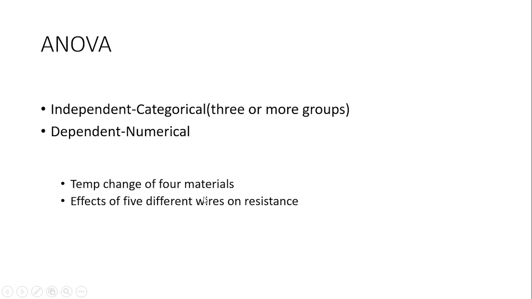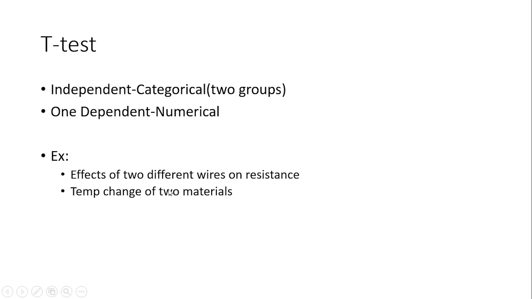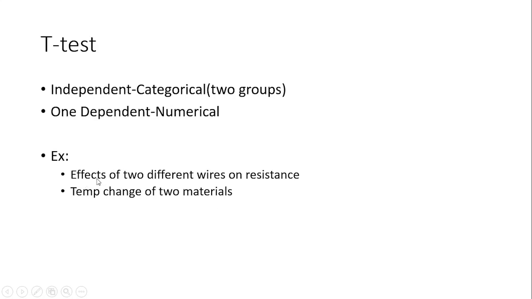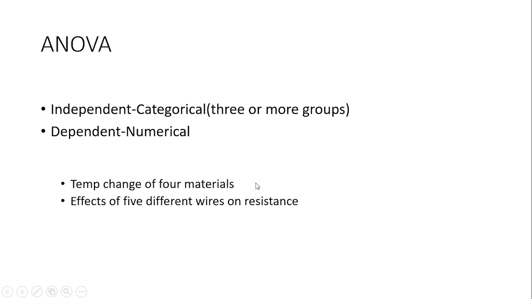Let's see, temperature change of 4 materials. So it's like this one, temperature change of 2 materials, but you have 4 instead. Effects of 5 different wires on resistance. So it's like this one, effects of 2 different wires, but you have more than 2, so you should do ANOVA test. So you should watch the video about ANOVA.